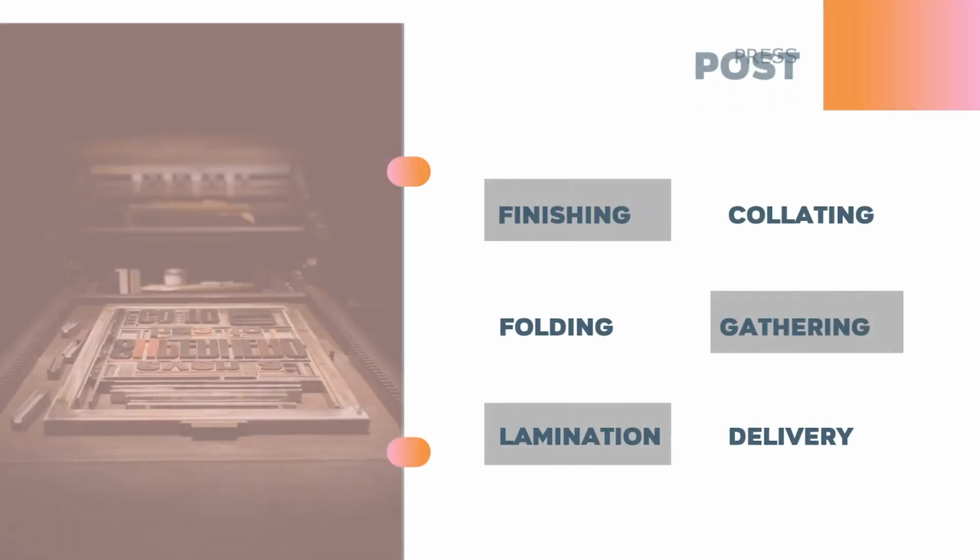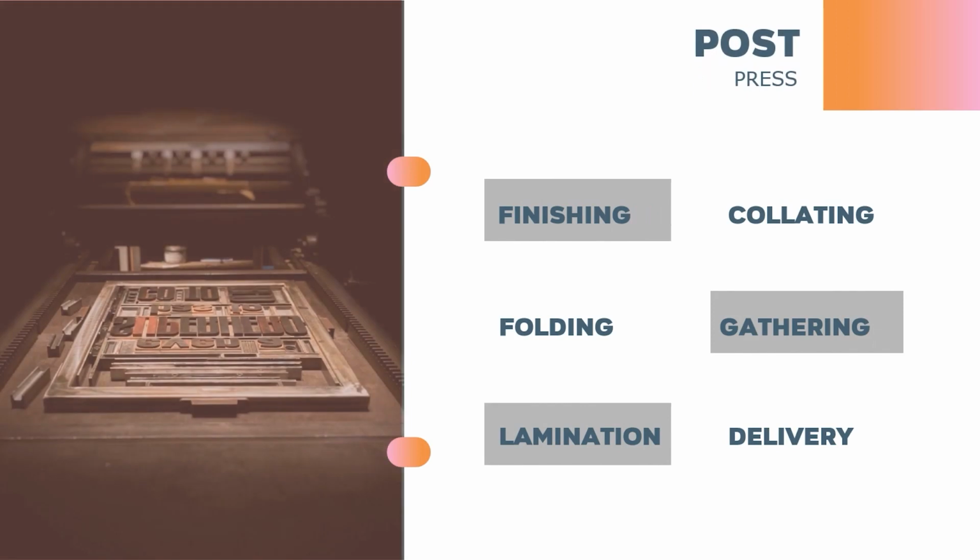When you go to the post press section, the jobs are printed and being collated. After the press, when the designs are being printed out, these are some of the things that go on at the post press: folding of papers, collating of papers, gathering, lamination and varnishing, stitching, stabbing, trimming, and brushing the edges to make work presentable.